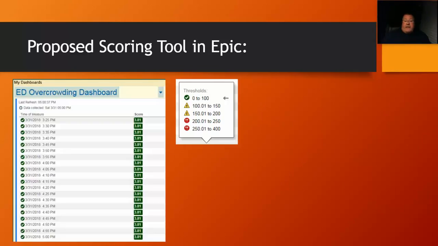This is an example of what it would look like in EPIC. I built this in our playground. Currently I have this running at every 5 minutes just for testing purposes. So if you look at the score here, it's 3.8. If you would right click on it, you would see your thresholds here. So obviously 0 to 100 would be normal operating scores. And then as they increase, the color would change also. And these are indicators that staff would see and start taking action before they become an overcrowded situation.